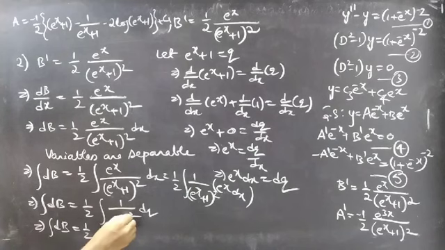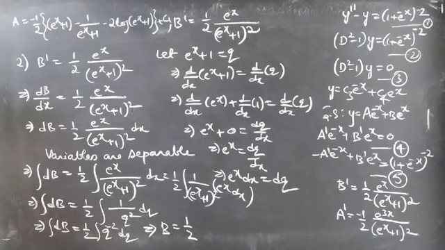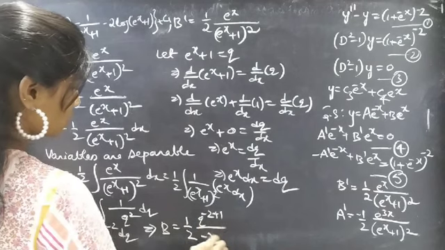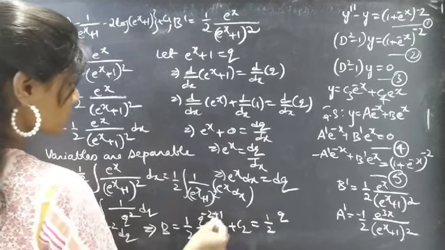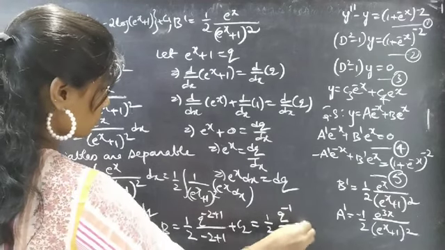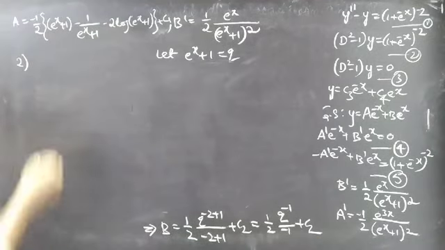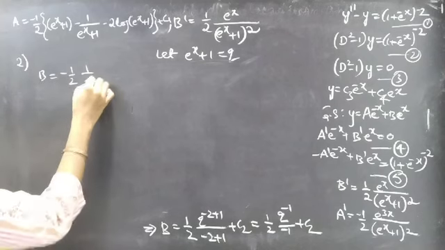Now, write 1 by q square as q power minus 2. From this, we'll get integral db, b equal to 1 by 2 into integral q power minus 2 into dq, is q power minus 2 plus 1 by minus 2 plus 1 plus integral constant say c2. This equals 1 by 2 into q power minus 2 plus 1 is minus 1 by minus 1 plus c2. This gives us b equals minus 1 by 2 into 1 by q plus c2.